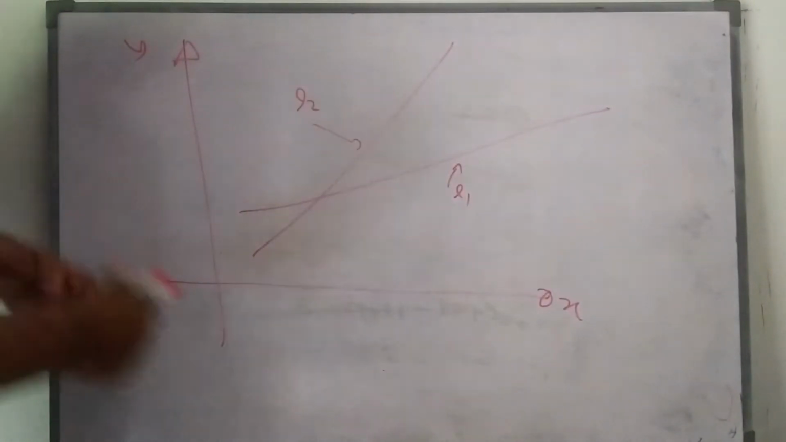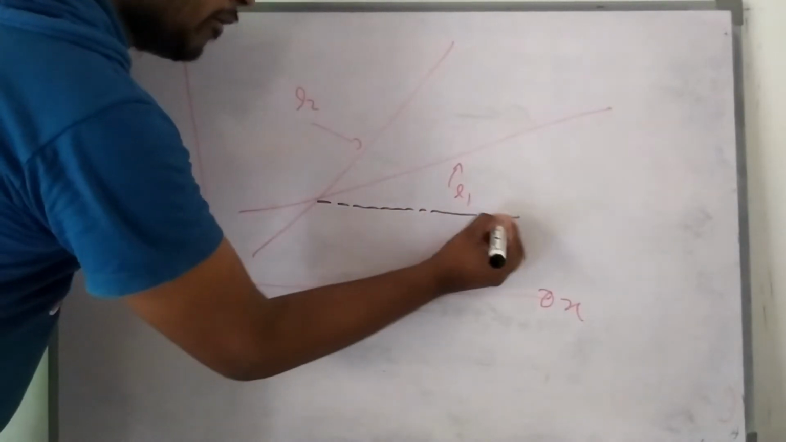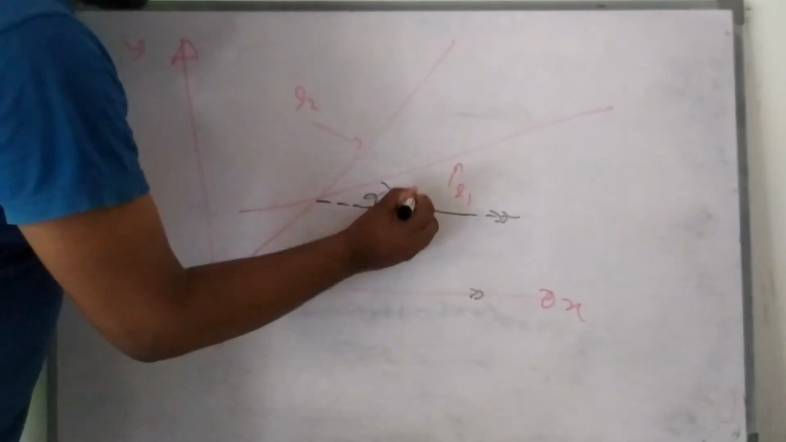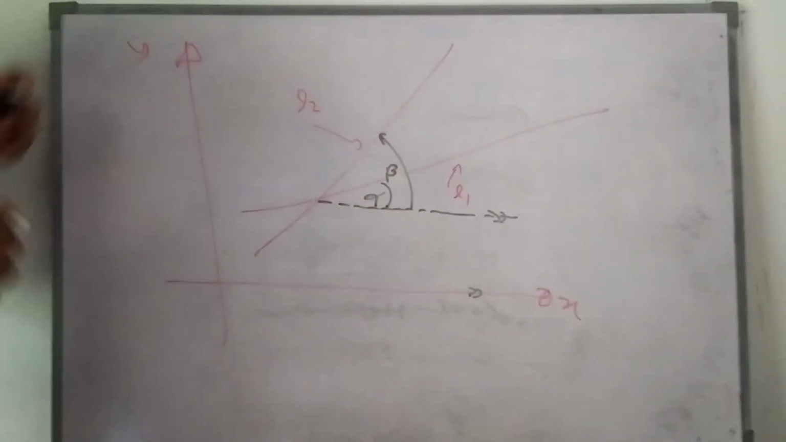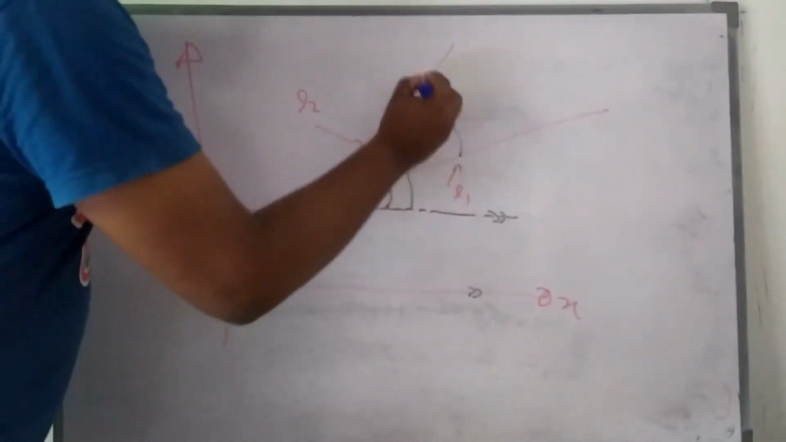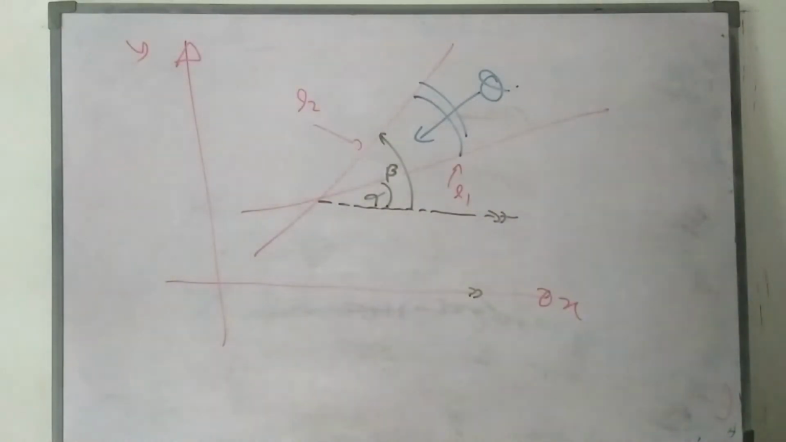I assume a line parallel to the x-axis; this angle is alpha, this angle is beta. So how to find that intersection angle? This is my intersection angle, so I assume it is theta. In this theorem, I'm going to describe the intersection angle of two straight lines.